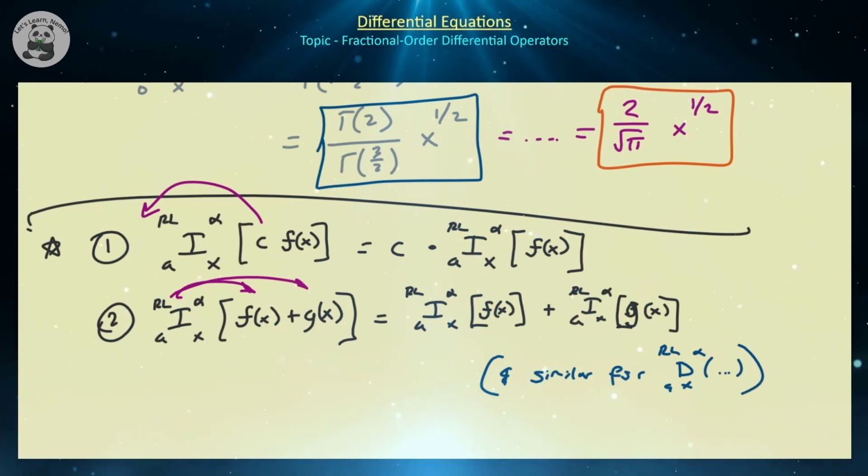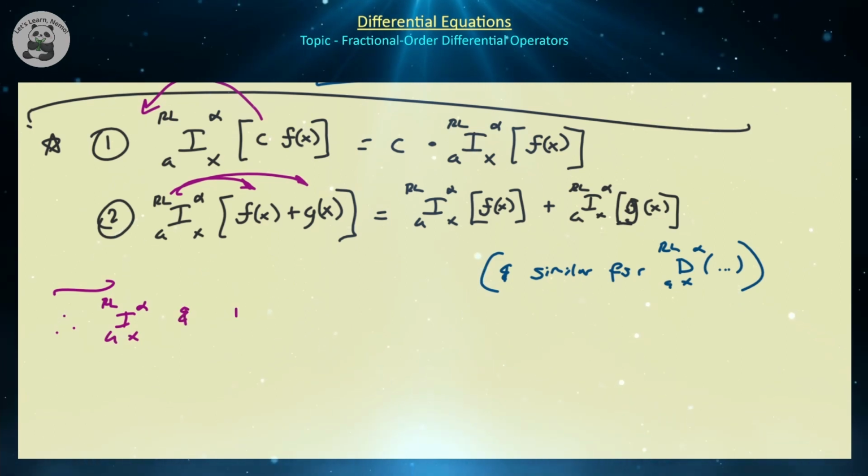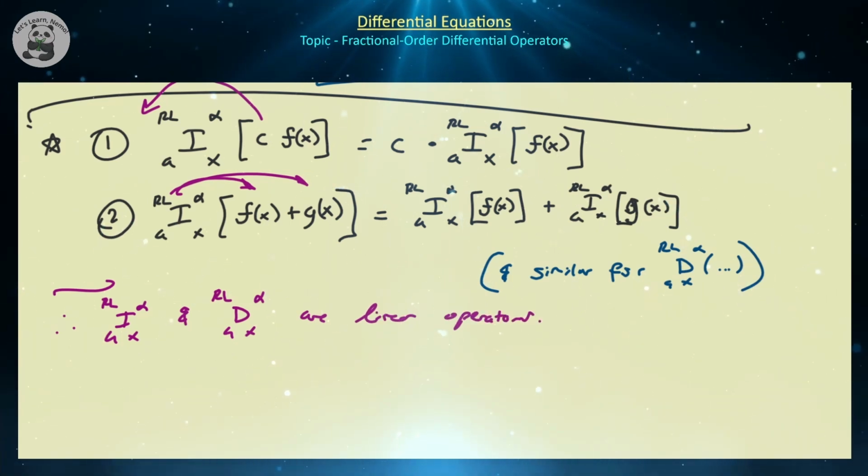So what does this mean about I_RL and D_RL? That means I_RL alpha and D_RL alpha are linear operators, right? So since we've already in some sense proven the power rule for Riemann-Liouville fractional integrals and Riemann-Liouville fractional derivatives of polynomials, now keep in mind those polynomials were defined for base point a equals 0. In some sense you could do base point 0 fractional derivatives and integrals of any polynomial that you desire.